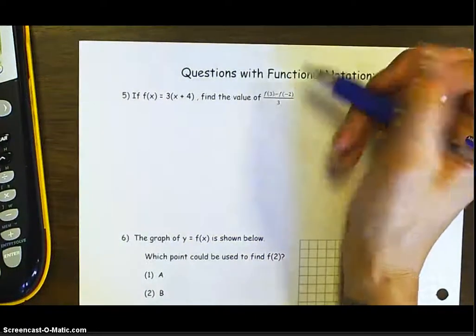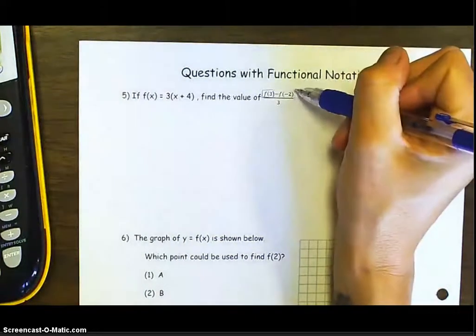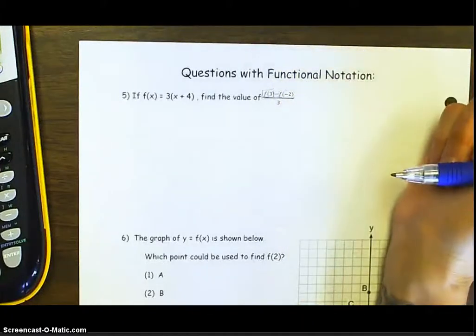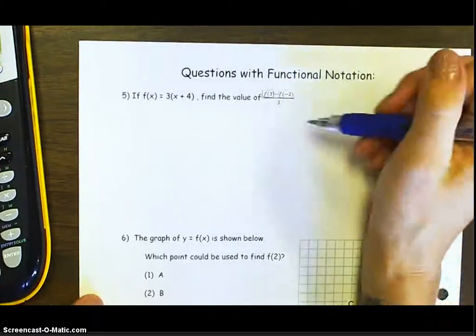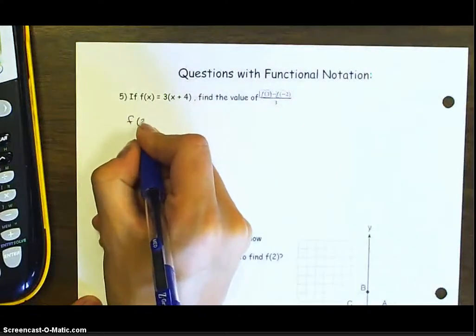So the first thing I have to do is find the value of f of 3. Then I have to find the value of f of negative 2. And then I got to put it all into that fraction. Okay, so let's go and do one step at a time. So step 1, let's find f of 3.